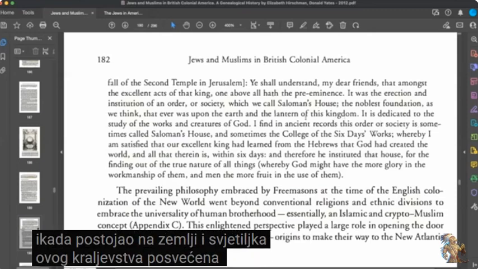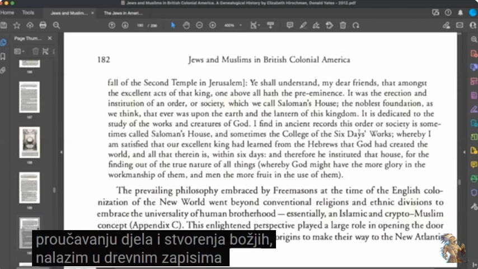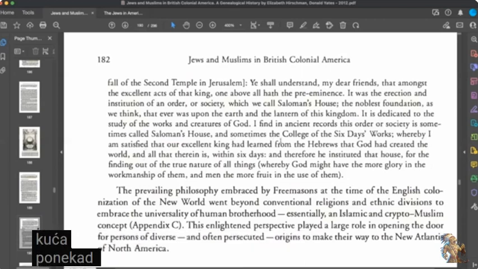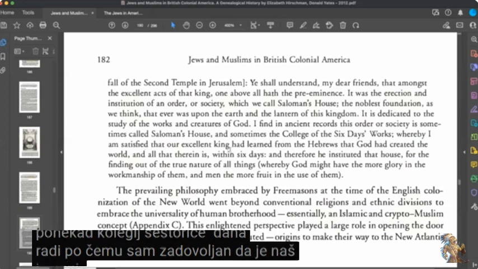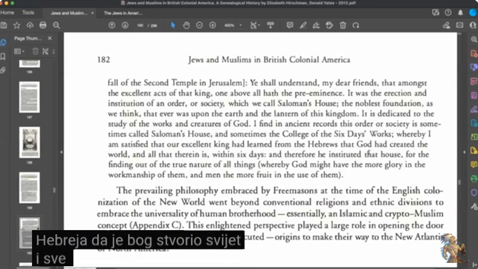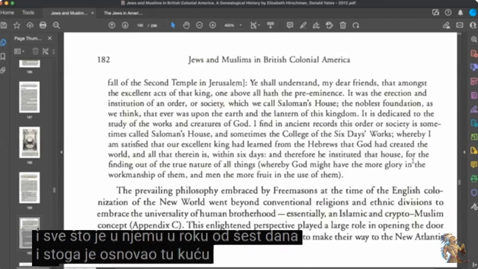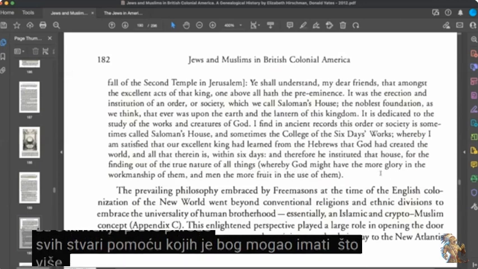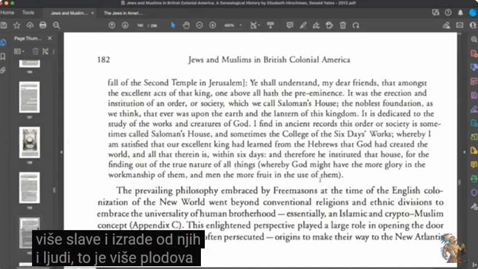It is dedicated to the study of the works and creatures of God. I find in ancient records this order of society is sometimes called Solomon's house, sometimes the College of the 6 Days Works, whereby I am satisfied that our excellent king had learned from the Hebrews that God had created the world, and all that therein is within 6 days, and therefore he instituted that house for the finding out of the true nature of all things, whereby God might have the more glory in the workmanship of them, and men the more fruit in the use of them.